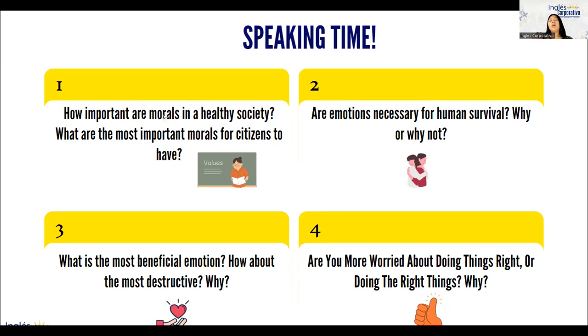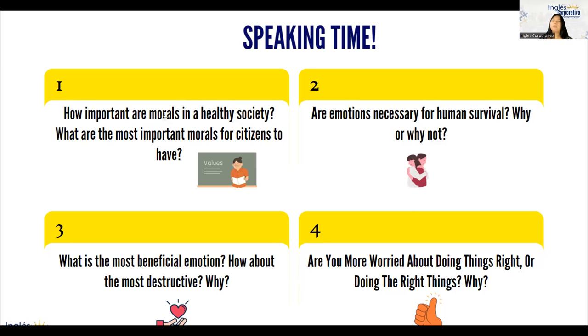Okay. Are emotions necessary for human survival? Why or why not? Yes or no? Do you think that they are really important or do you think that emotions are not important? What is the most beneficial emotion? How about the most destructive? And why do you think that? And the last one, are you more worried about doing things right or doing the right things, and why?